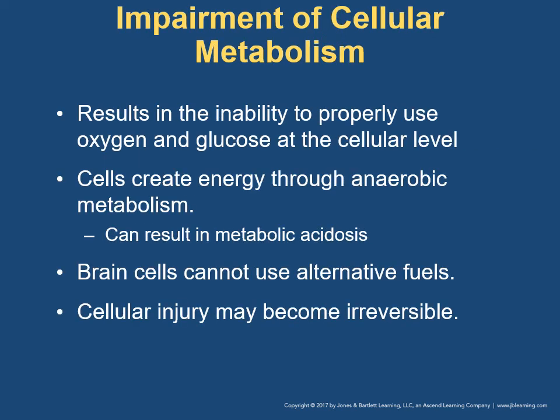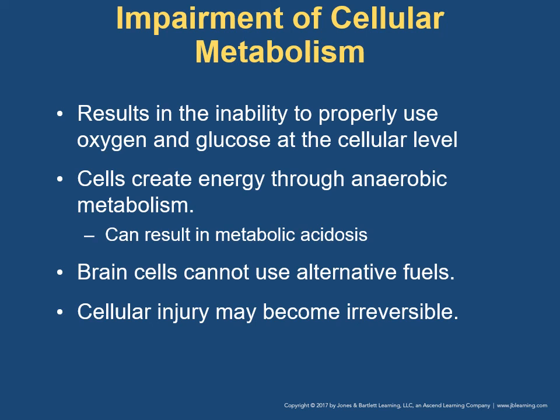Impairment of cellular metabolism results in the inability to properly use oxygen and glucose at the cellular level. When there is inadequate oxygen, cells will create energy through anaerobic metabolism. This serves as a temporary backup system and can result in metabolic acidosis. It requires more energy than when using glucose for fuel, more waste to remove from the body, and the body must work harder. The decreased ability of the blood to effectively carry oxygen to the cells occurs, and overall decreased functioning of oxygen within the cell.